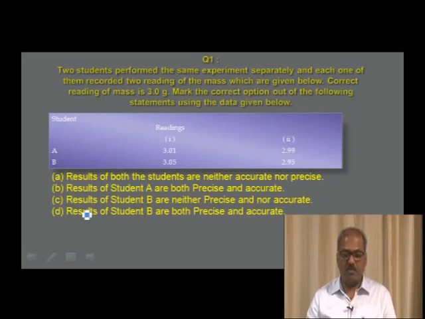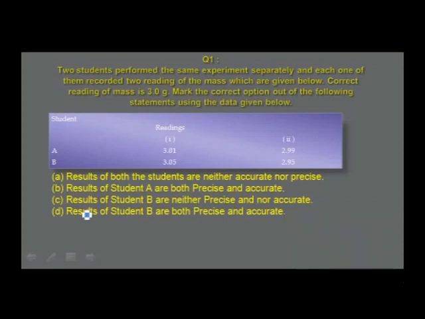Student A performs the experiment and finds the values 3.01 and 2.99. Student B performs the experiment and finds the values 3.05 and 2.95. The options are: results of both the students are neither accurate nor precise; results of student A are both precise and accurate; results of student B are neither precise nor accurate; results of student B are both precise and accurate.